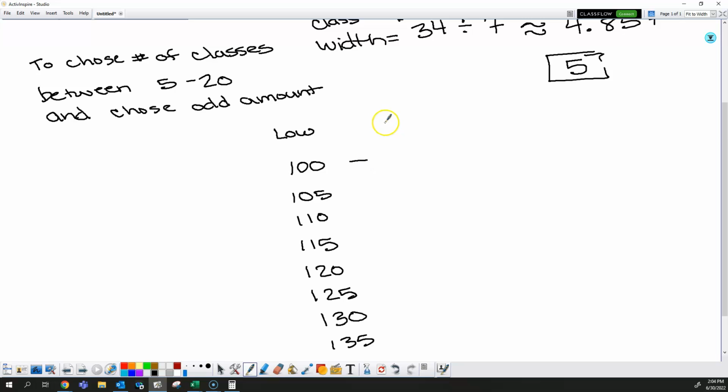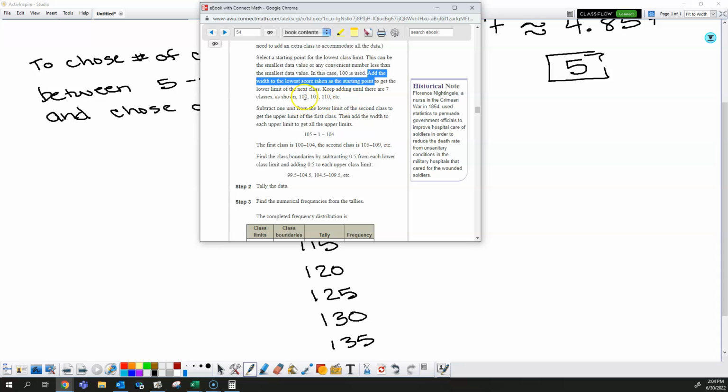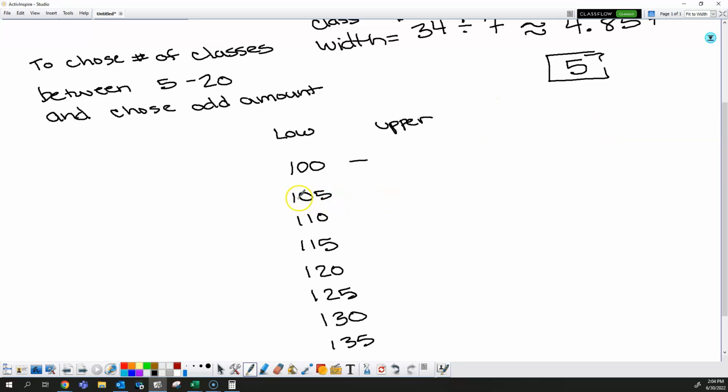Now we need to find the upper limits. Those are the lower. So what we do is we take the lower limit of the next class and subtract 1 to find our upper limit. I'm going to do a little note over here. The lower limit of the next class, 105, minus 1 whole, that's 104. So now to do 105, I look at the 110. 110 minus 1 is 109.